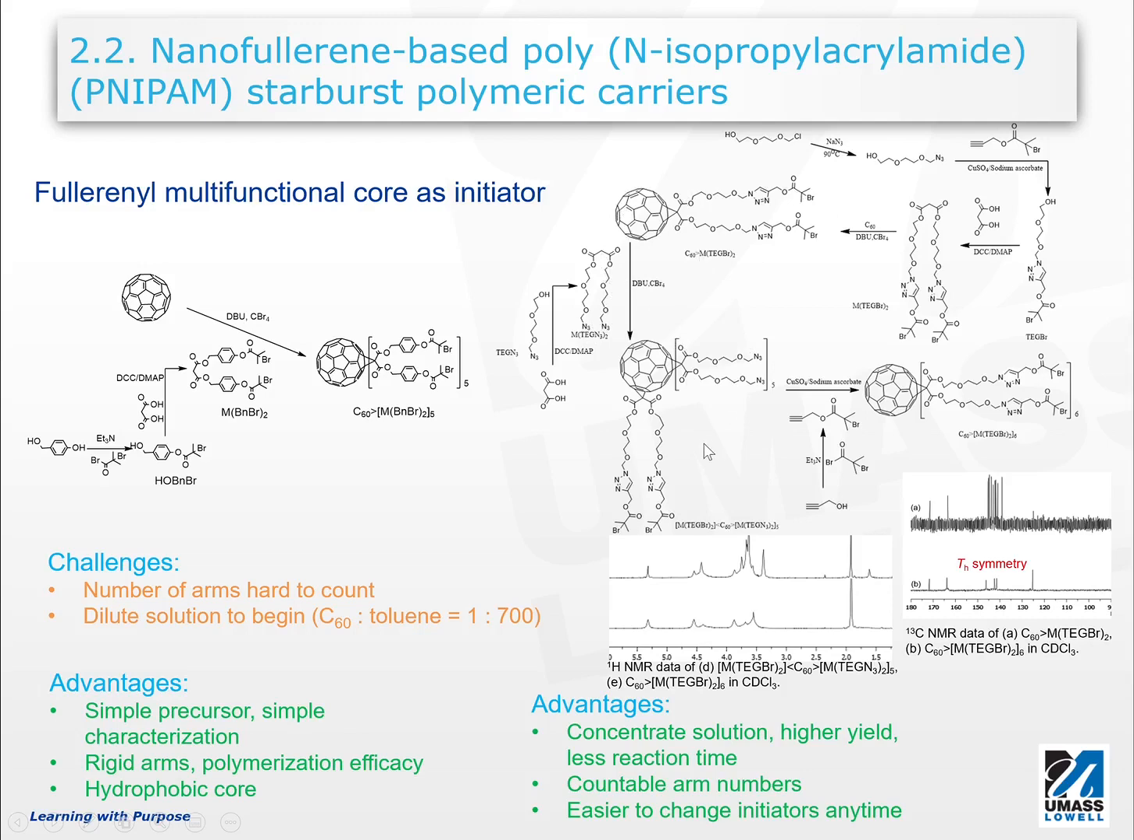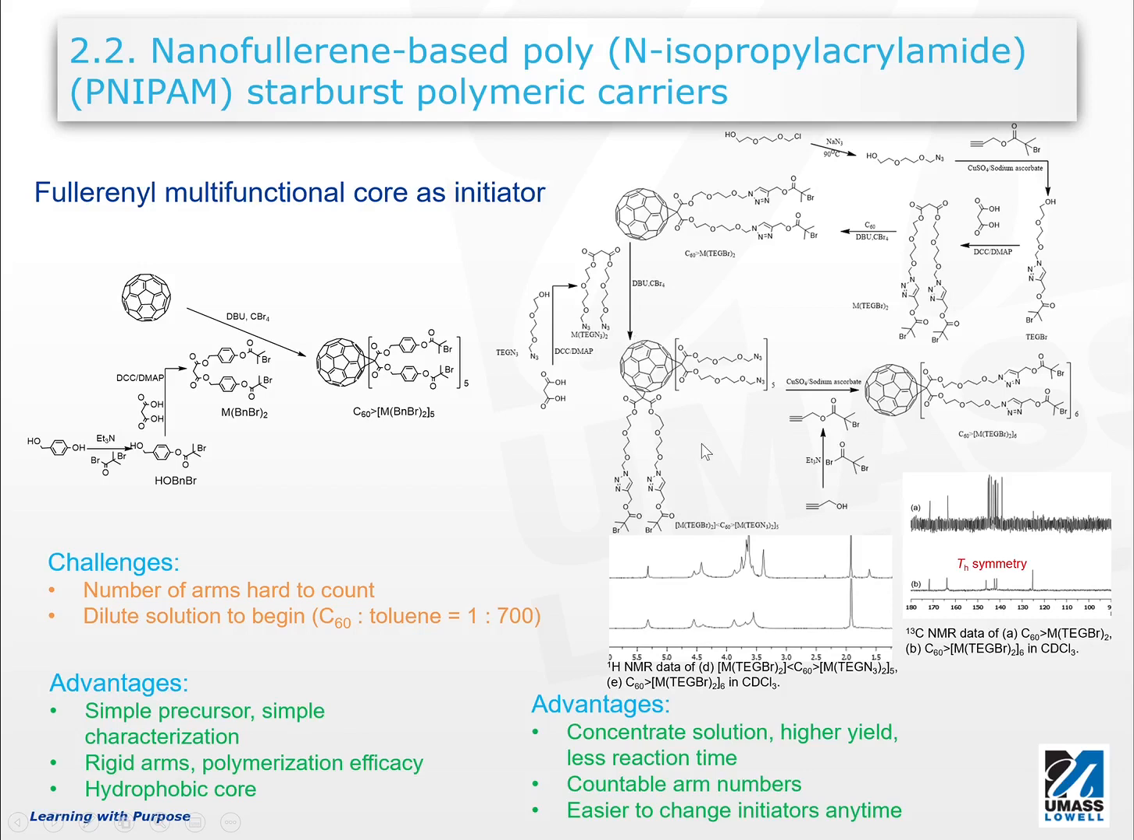Then by comparing the proton NMR, we know exactly how many arms we have on the C60 surface. For example, the proton next to the azide group is shown here, and the proton of this methyl group is shown here. By simply comparing the integration ratio between these two peaks, we know exactly how many arms we have on the C60 surface.